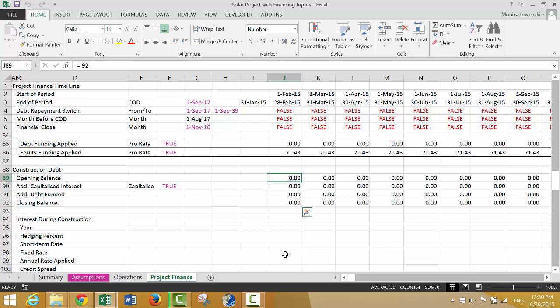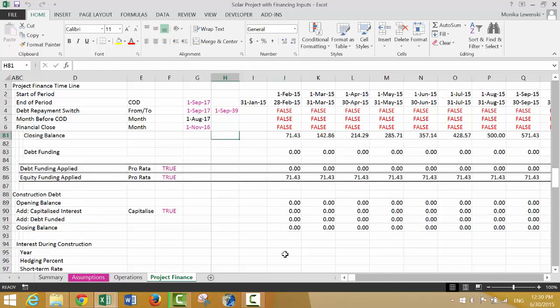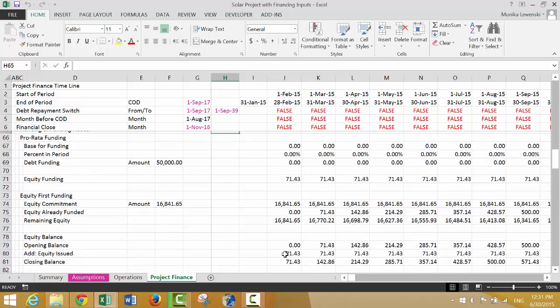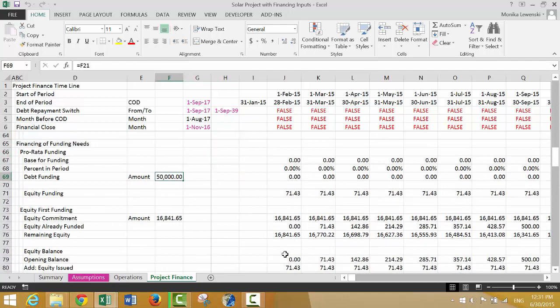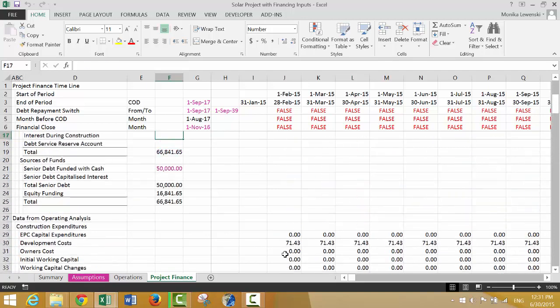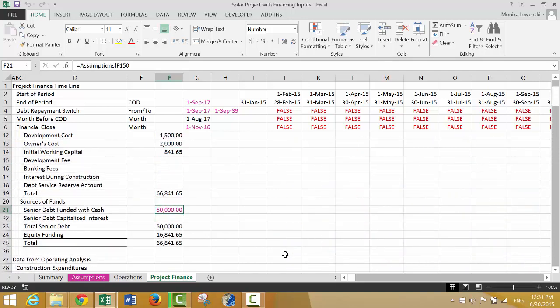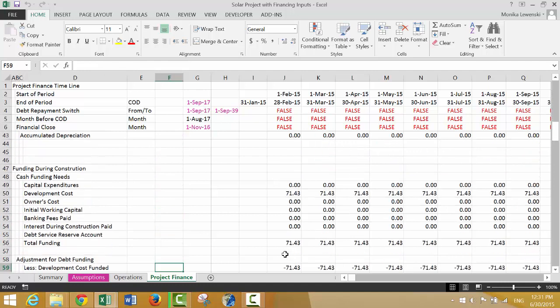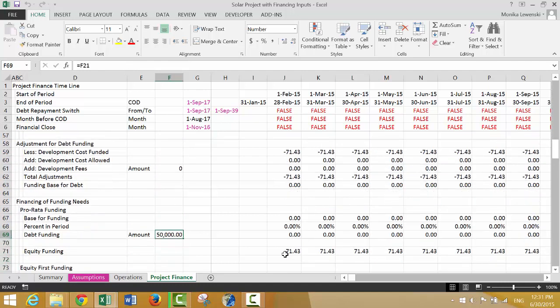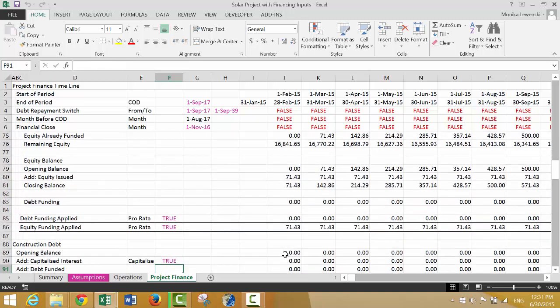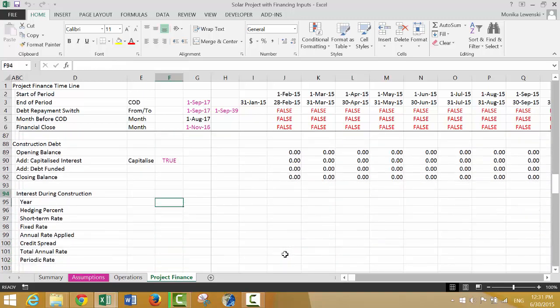Now when we put the equity fund, the debt funding, this is crucial. This debt funding should have been from this line number 21. In this case, it should not have included any capitalized interest, which is correct.